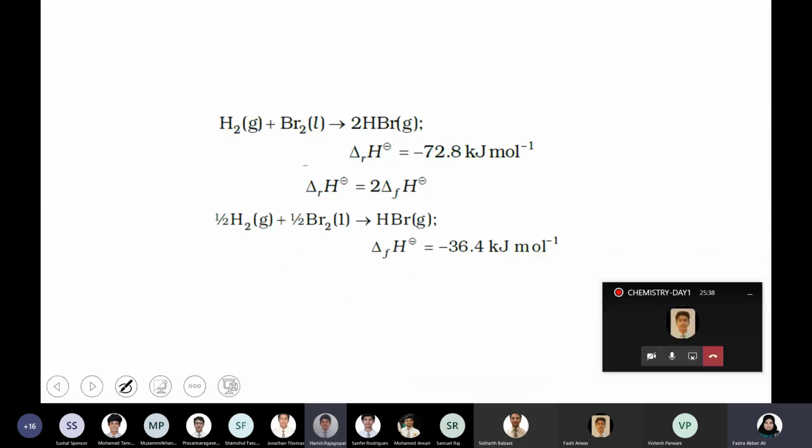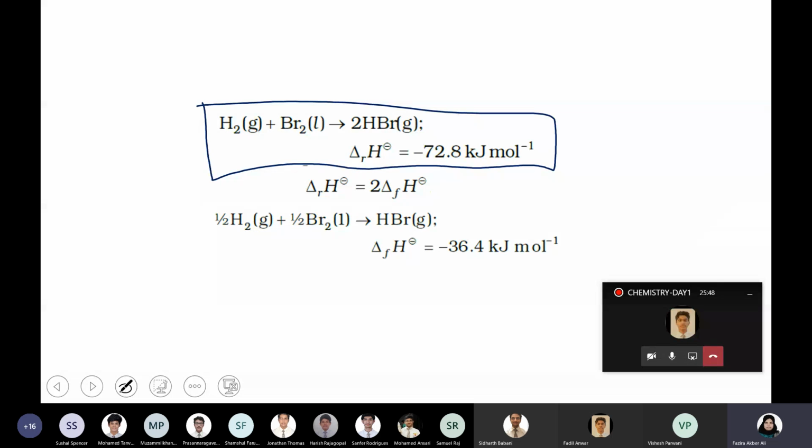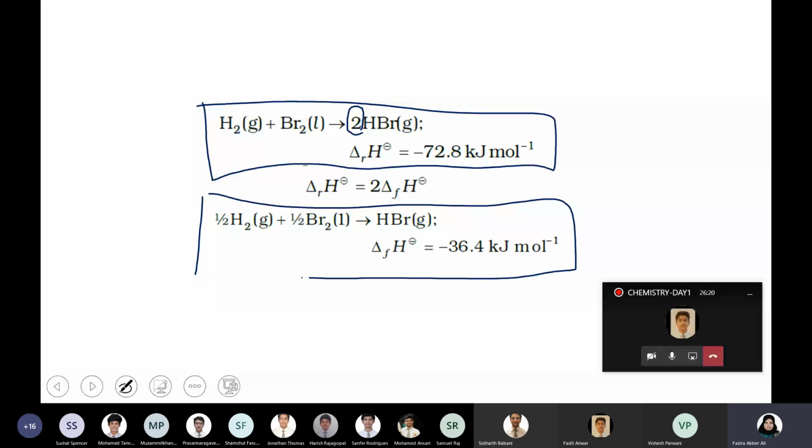Okay. If you look at the next scenario, I am preparing HBr, hydrogen bromide, from hydrogen gas and bromine as a liquid: H2 gas plus Br2 liquid giving 2HBr gas. And this is also enthalpy of reaction, not enthalpy of formation, just because it is 2 moles. The rest are the same, H2 and Br2. But here you are preparing 2 HBr, so that is also considered as enthalpy of reaction, not the enthalpy of formation.